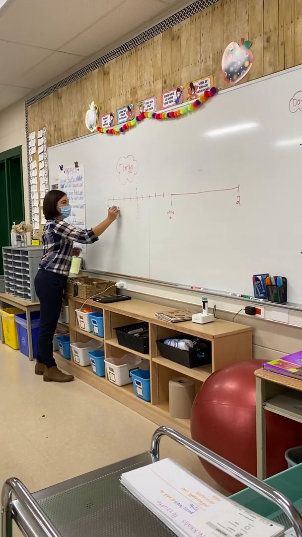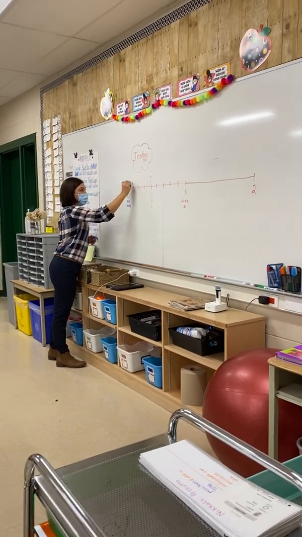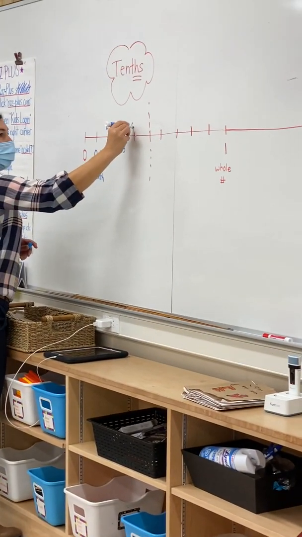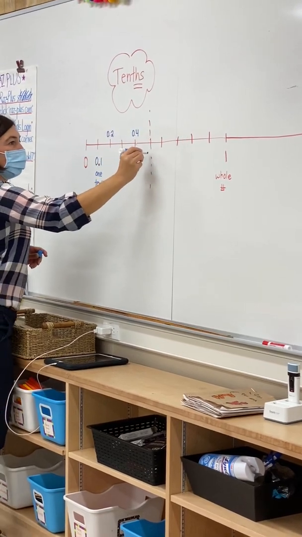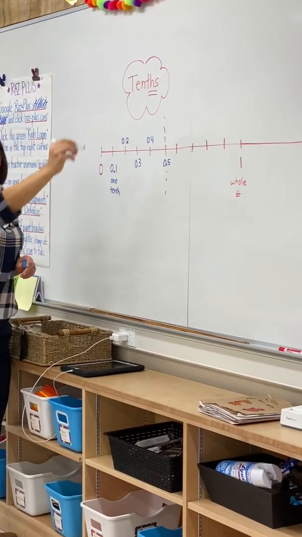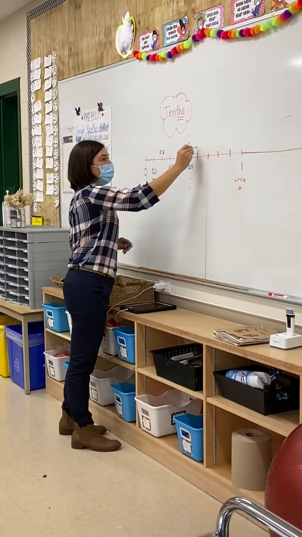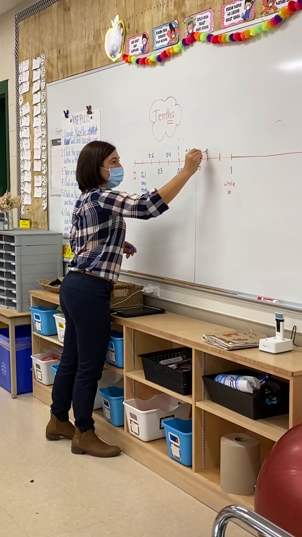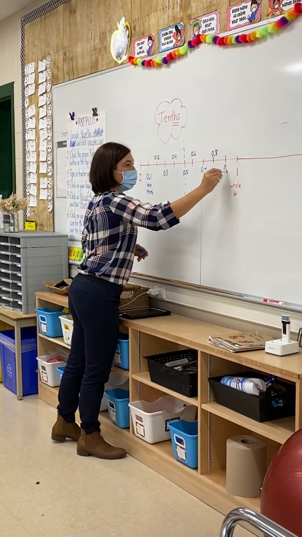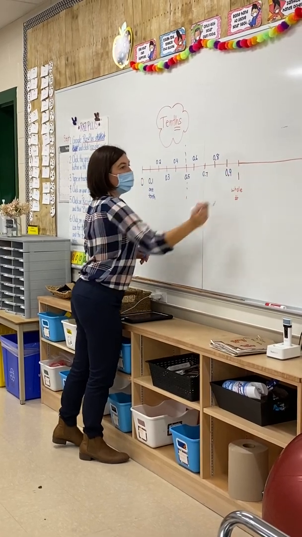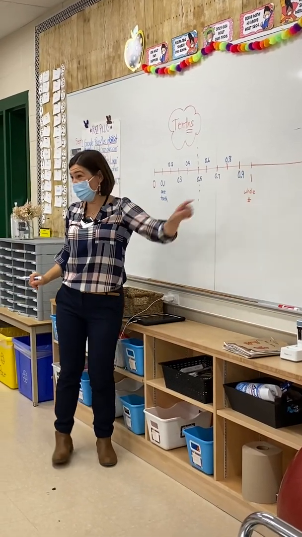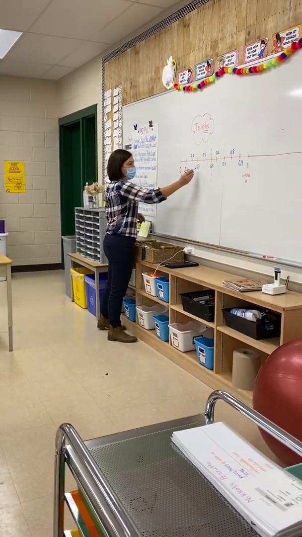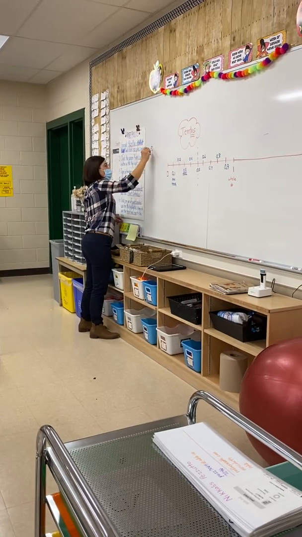Okay, so this one would be, everybody? 0.2. 0 decimal 2. This one would be 0.3. This one would be 0.4. This one would be 0.5. The reason I'm alternating them is to make room. This one is 0.6, and this one is 0.7. 0.8. 0.9. And 1 whole.